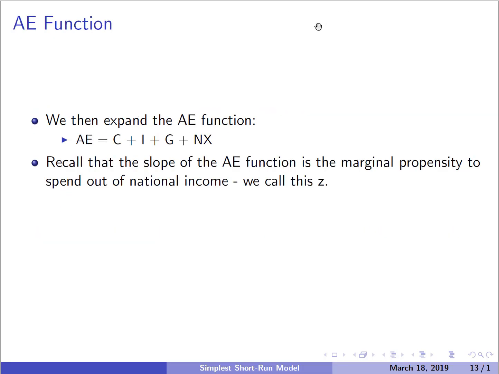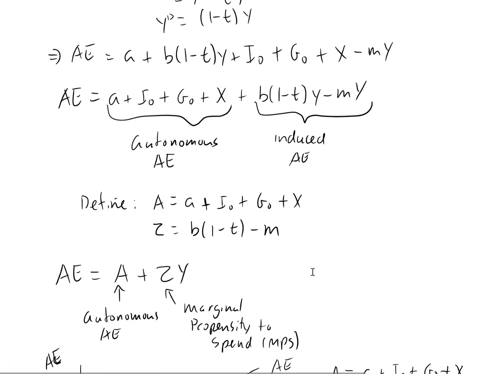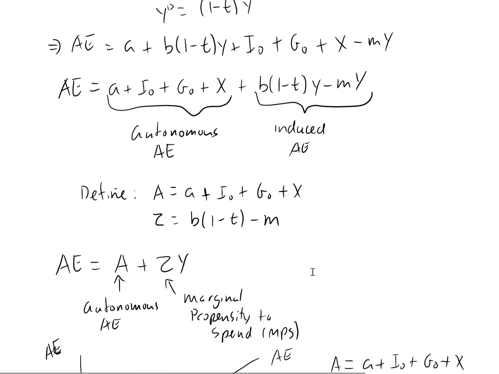All right, so moving to the next slide. This is what we did in OneNote. We expanded this AE function. We plugged in the functional forms and we grouped all the terms. And so recall the slope of the AE function is the marginal propensity to spend out of national income, which we call Z. As we showed in this OneNote, let's bring it back up. We did this algebra in the OneNote, and we solved for what this Z is right here.